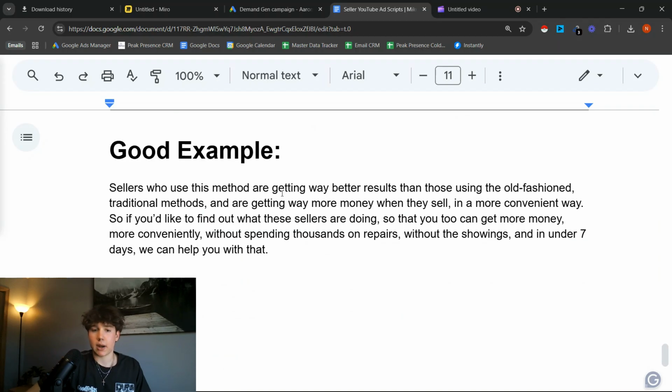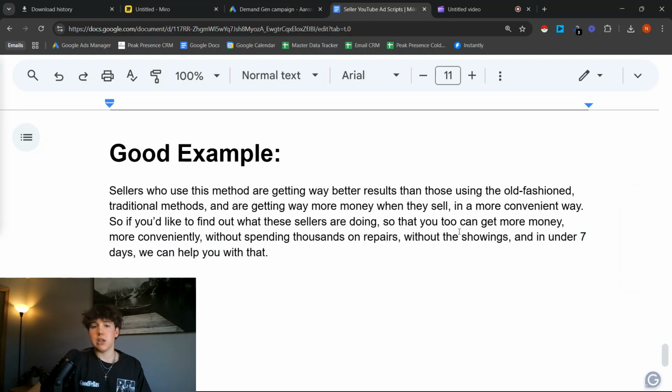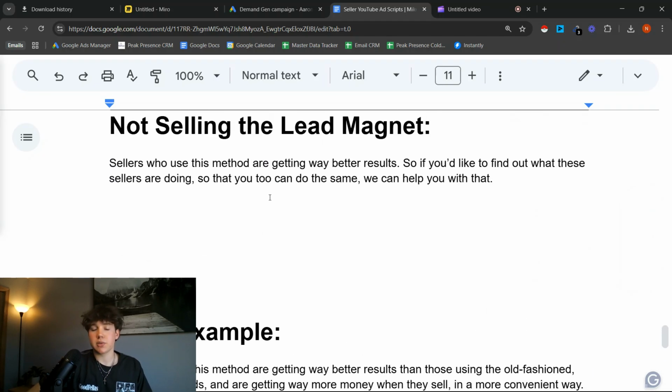"Sellers who use this method are getting way better results than those using the old-fashioned traditional methods, and they're getting way more money when they sell in a more convenient way. So if you'd like to find out what these sellers are doing so you too can get more money more conveniently, without spending thousands on repairs, without the showings, and in under 7 days, we can help you with that." So you can just see the night and day difference. It's pretty obvious.